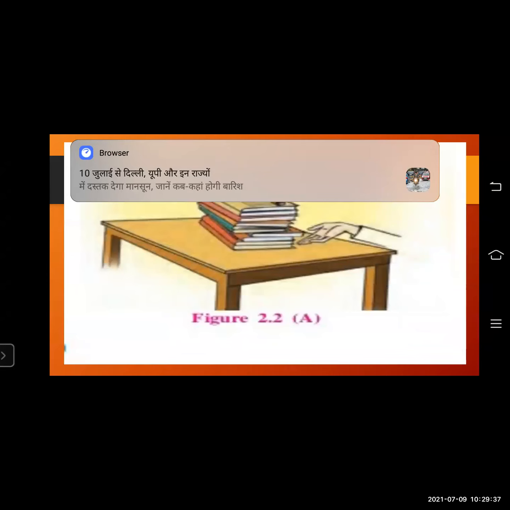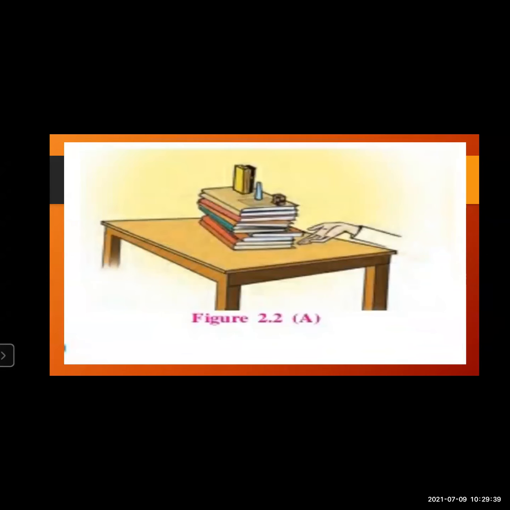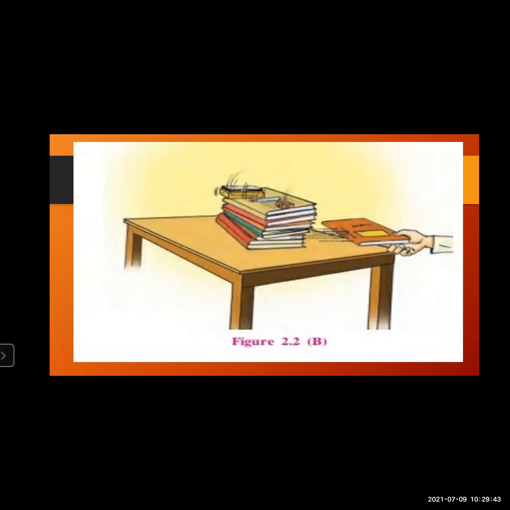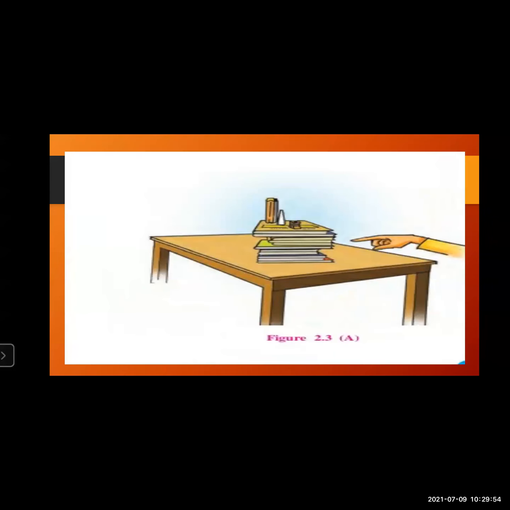Then we have seen figure 2.2a, how the things were arranged and how after taking one book, there was a sudden shaking of the objects which were kept above the books. So this was due to the slow movement.